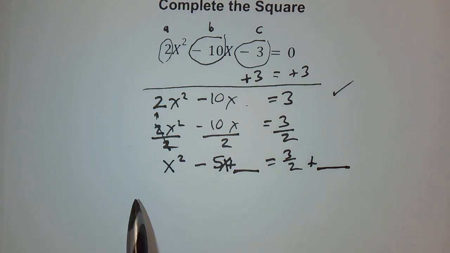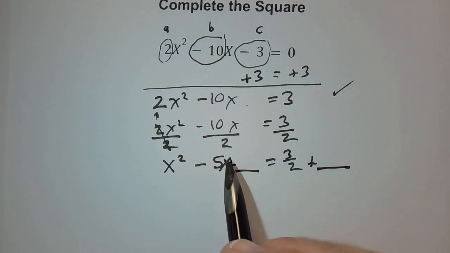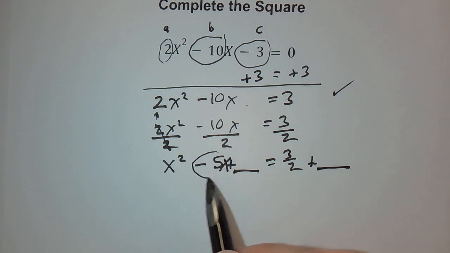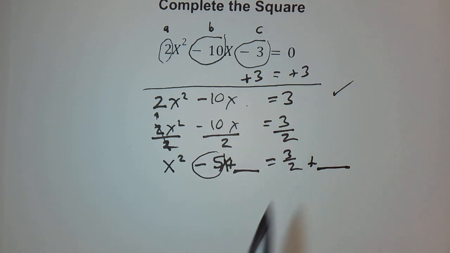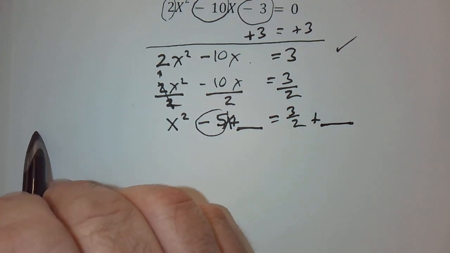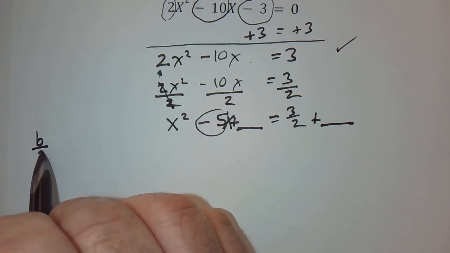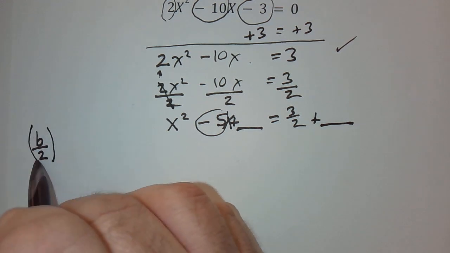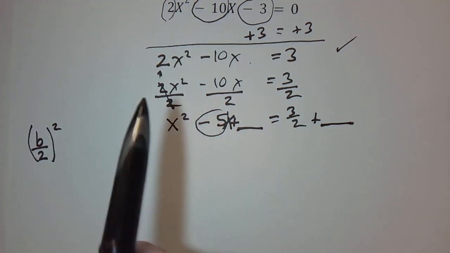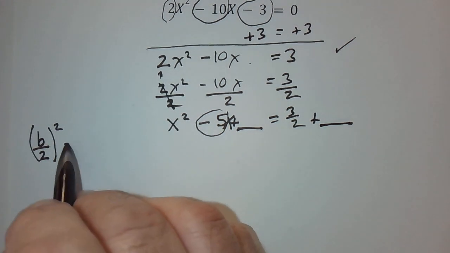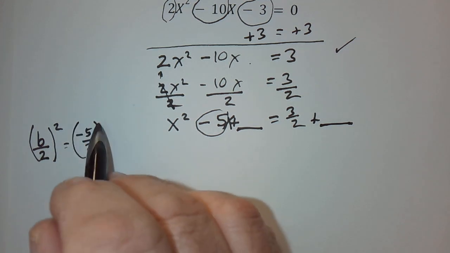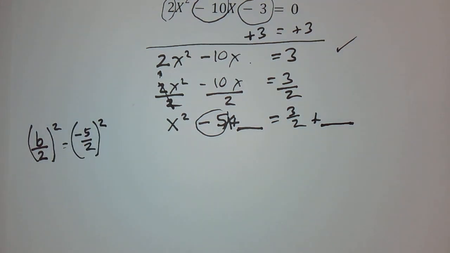Perfect square trinomial. And the way we do that is we take the b term, that's this term right here, the -5, and we divide it by 2, and we square it. So the format for that is the b term divided by 2, and we take that whole thing and square it. And that's going to give us what we're going to add over here. So we fill in the b term, which is -5. We divide by 2, and we take the entire fraction and square it.